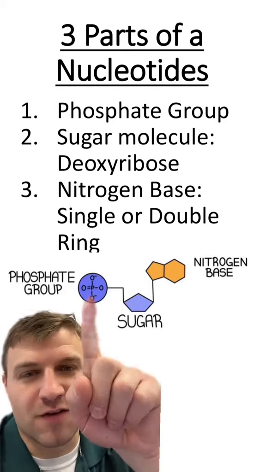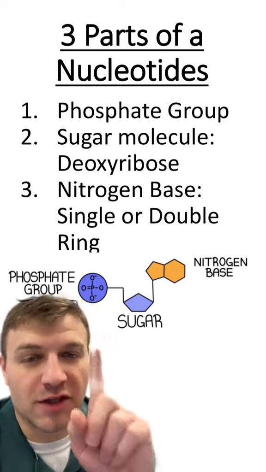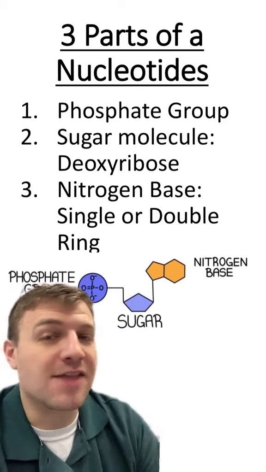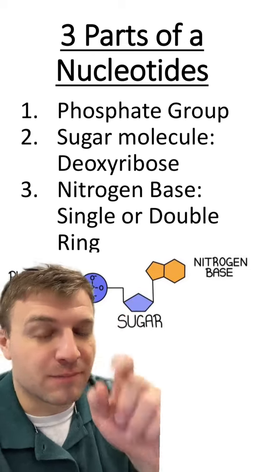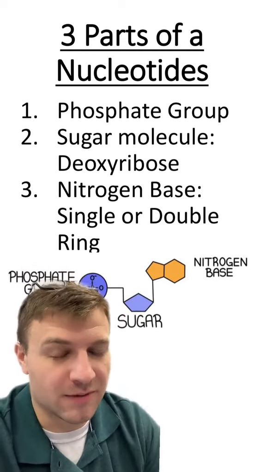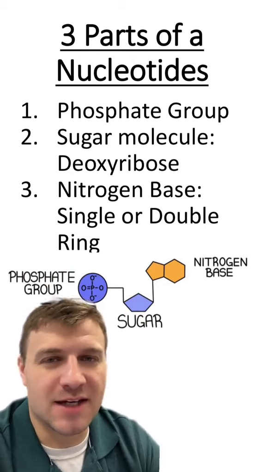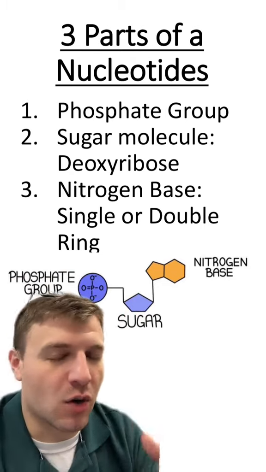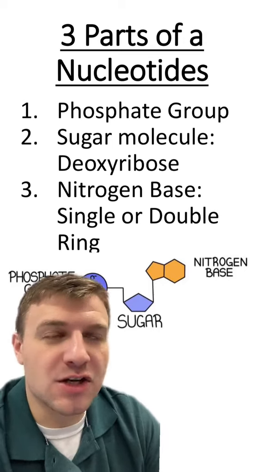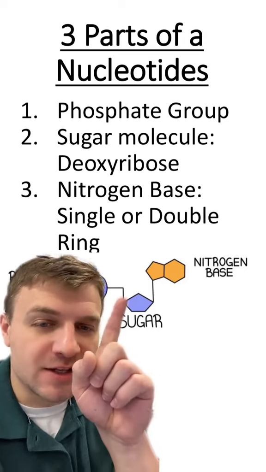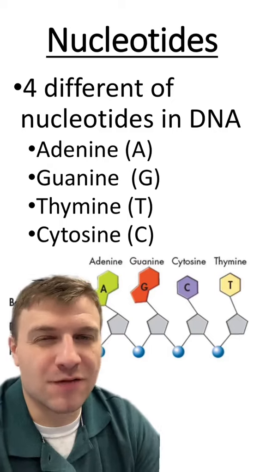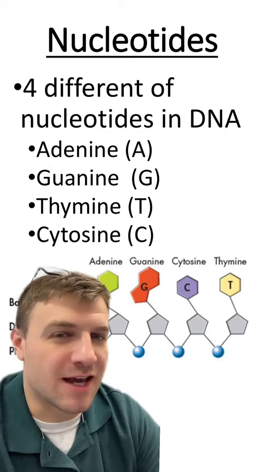The first part's the phosphate group, the second part is a sugar molecule known as a deoxyribose, and the last part is a nitrogen-containing base, which can be a single or double ring. In the four nucleotides that make up DNA, the phosphate group and the sugar are always going to be the same. However, each of the four different nucleotides is going to have a different nitrogen base. And the four different nucleotides are adenine, guanine, thymine, and cytosine.